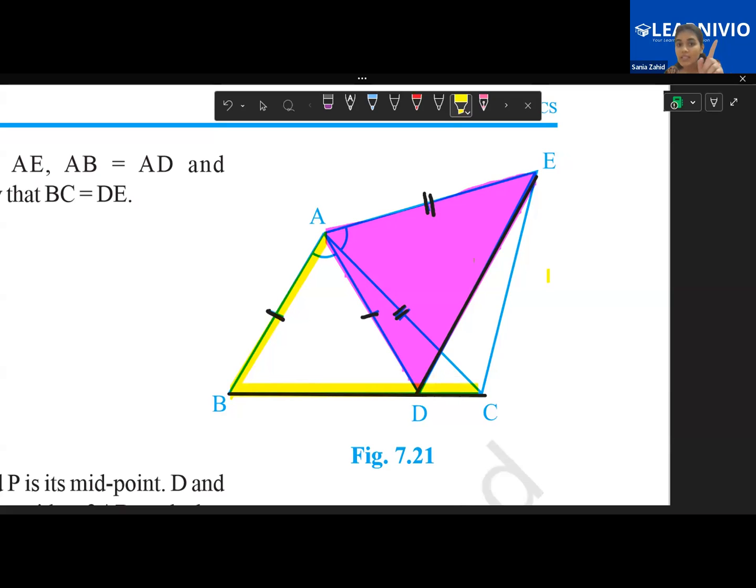Children, look very carefully. AC line is not there in my first triangle, right? Only pink color part is there. So pink color part has which lines? AD, AE and DE. Only those lines it has. AC line, do not think that it is there in that triangle. No, it's not there in that triangle. It is actually a part of yellow triangle.